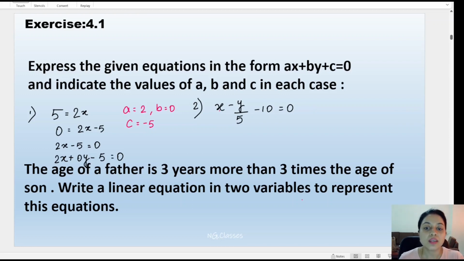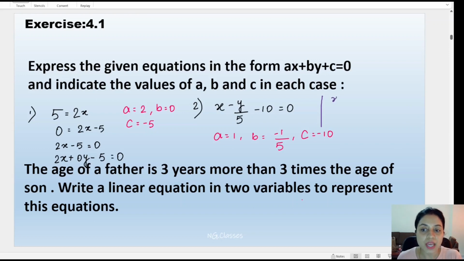That means here a, that means coefficient of x will be positive 1. B, that means coefficient of y is negative 1 by 5. And c, that means constant number is negative 10. We can also do it in other way by making a, b and c as an integer. So let's do it that way also.